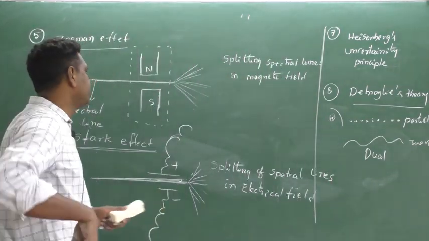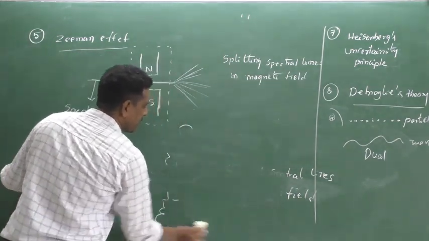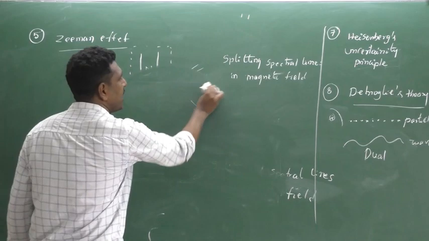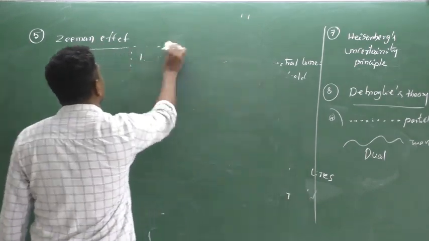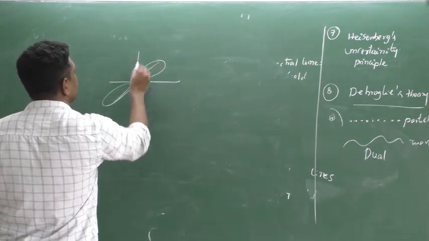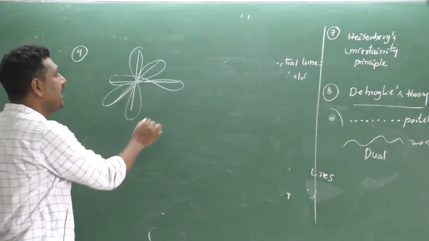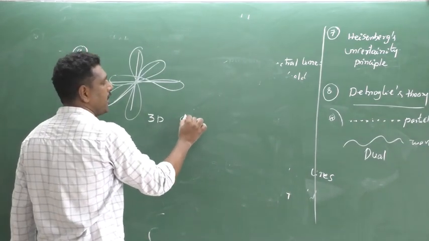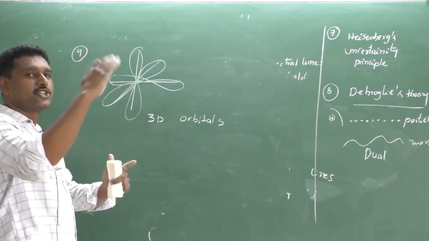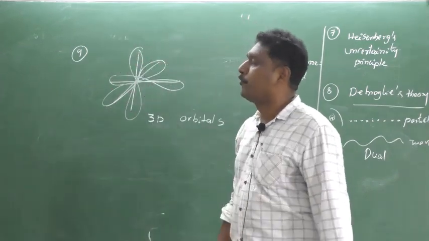Orbitals are arranged three-dimensionally in space. For example, if you take a p orbital, three lobes are arranged in three different directions in space like this. This is a three-dimensional manner. So this theory failed to explain the 3D manner of orbitals, why they are arranged in three-dimensional space. This is also one of the important demerits of Bohr's theory.